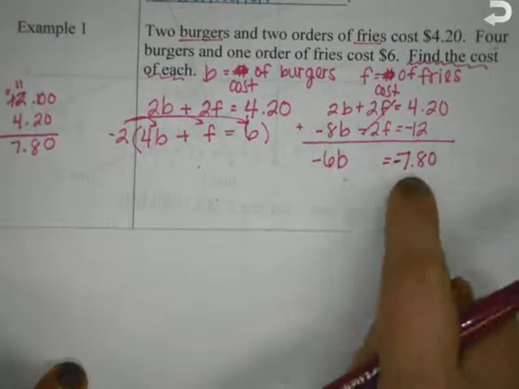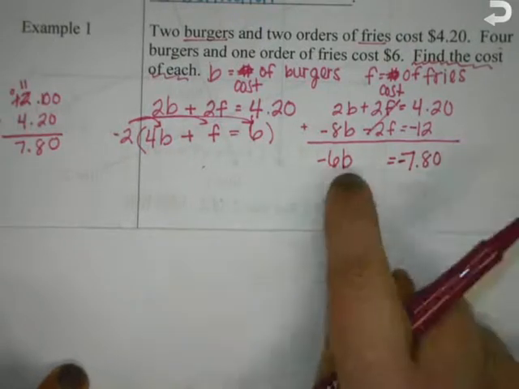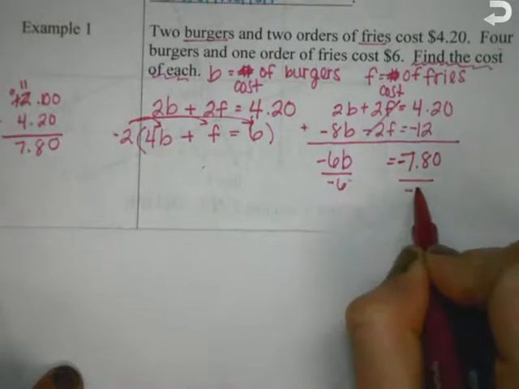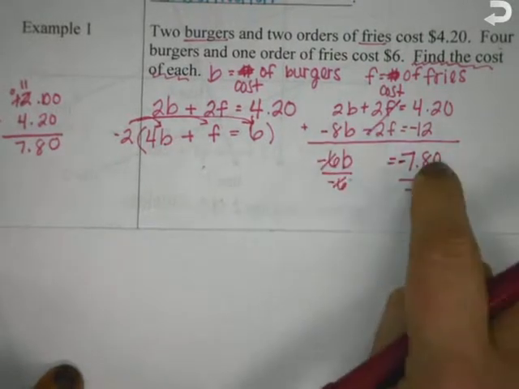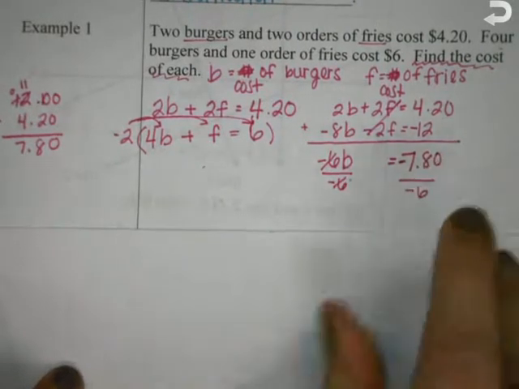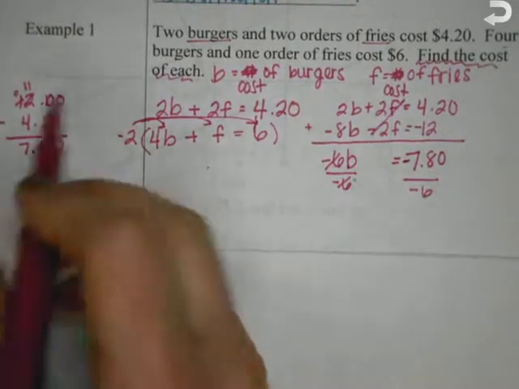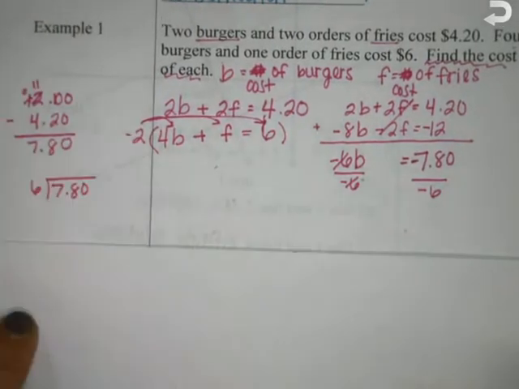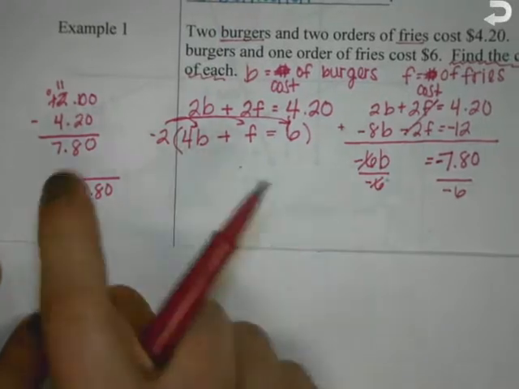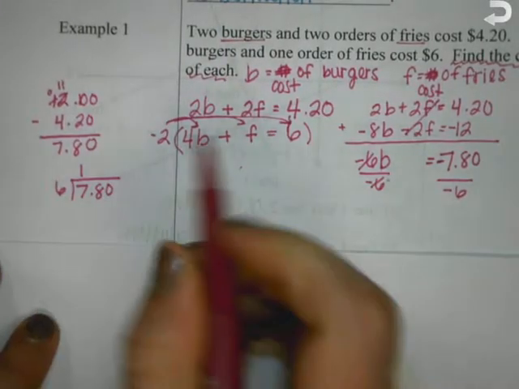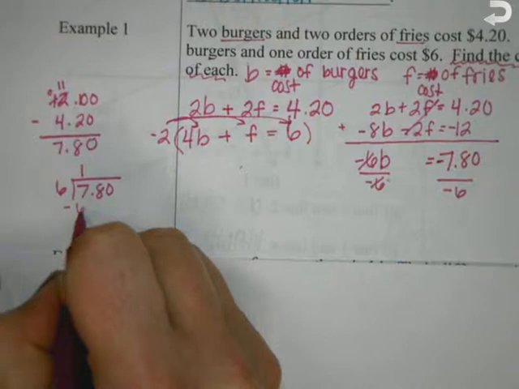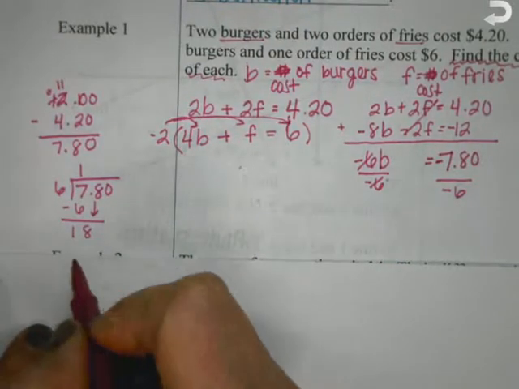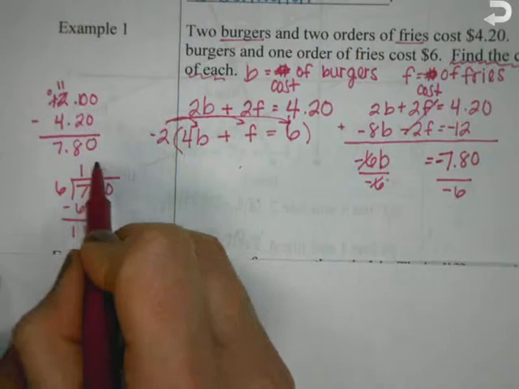So to solve for b, divide both sides by -6, which is good because that's going to make my price positive, right? Yes. Okay, so what is 7.80 divided by 6? 6 goes into 7 once. Subtract. Bring down the 8. 6 goes into 18 3 times. 0, and that's going to be a 0, right?